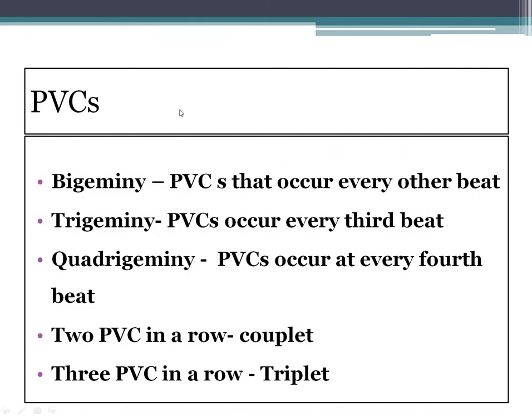The different types of PVCs are bigeminy, trigeminy, quadrigeminy, couplet and triplet. What about bigeminy? Bigeminy means PVCs occur every other beat. Trigeminy means PVCs occur every third beat. Quadrigeminy, PVCs occur at every fourth beat. Two PVCs in a row is a couplet. Three PVCs in a row is a triplet.